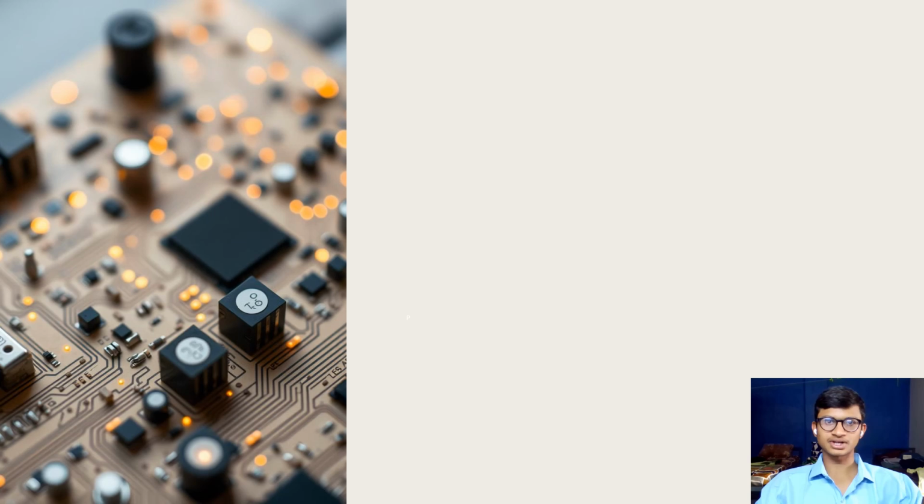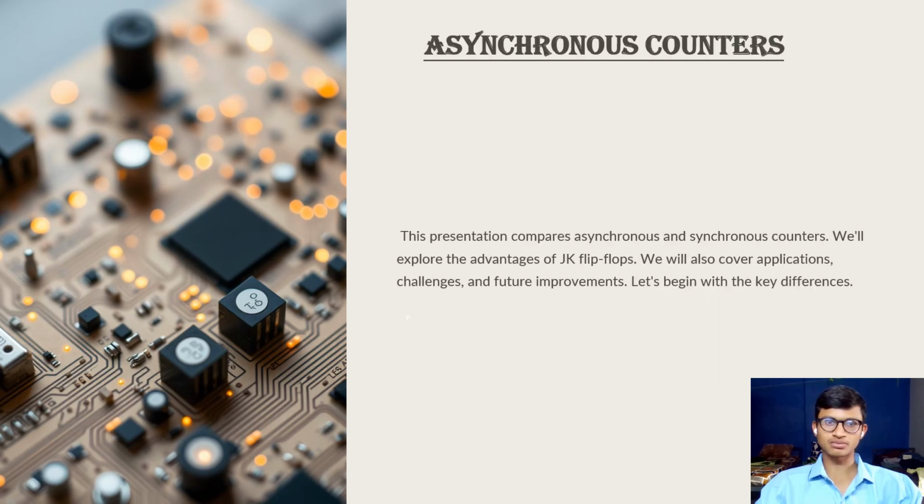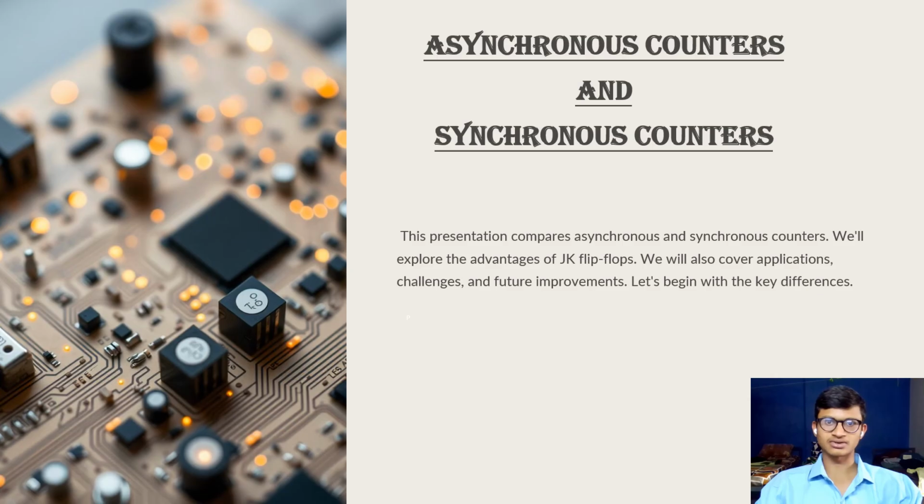In digital electronics, we use counters to count numbers using clock signals. There are two main types, synchronous and asynchronous. In an asynchronous counter, only the first flip-flop gets the clock signal and the others follow one after another. This can cause small delays, so it's slower but simple to make.